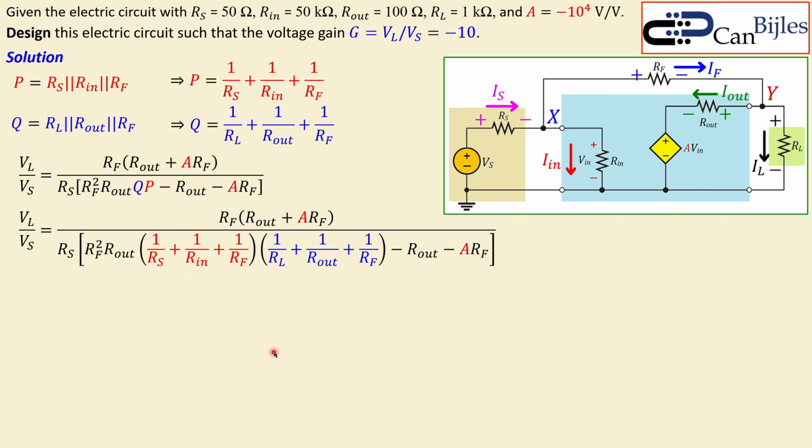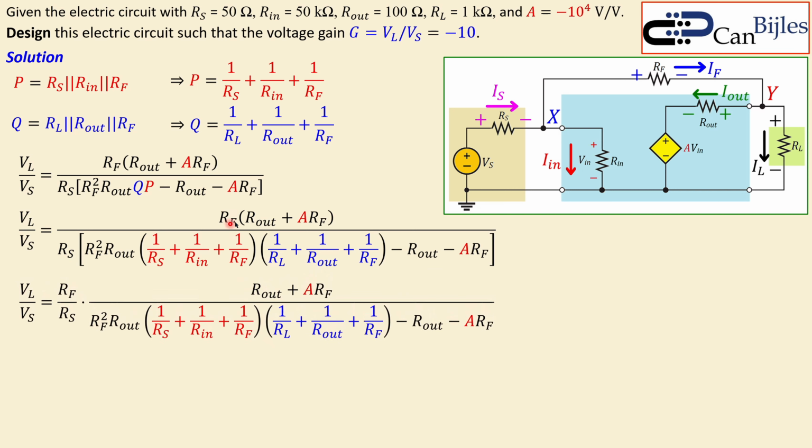Let's continue and then use also the Q and the P inside. So just substitute the values here, and then take the RF over RS out of this huge expression, and then we have only Rout plus A times RF divided by the thing here in the brackets, this thing.